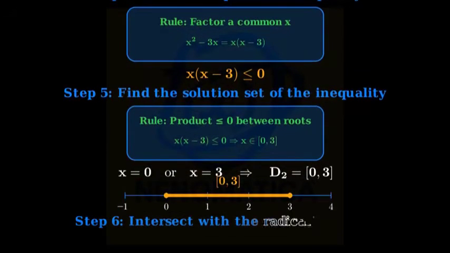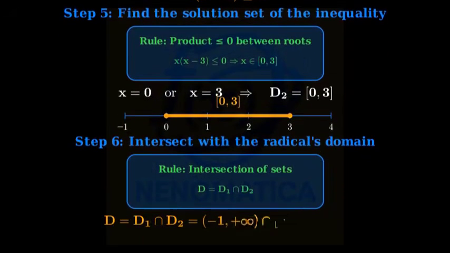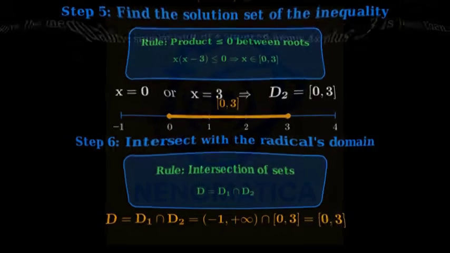Step 6. Intersect the domain from step 1 with this solution set. D equals D1 intersect D2, which equals the open interval (-1, plus infinity) intersected with the closed interval 0 to 3, giving the final answer 0 to 3 inclusive.